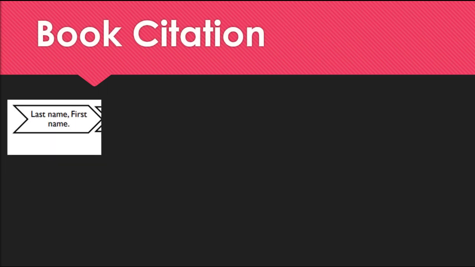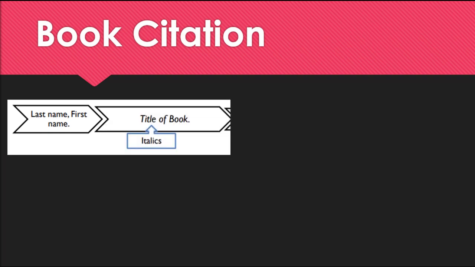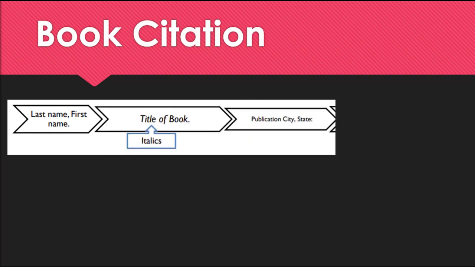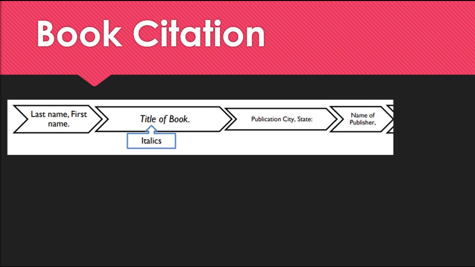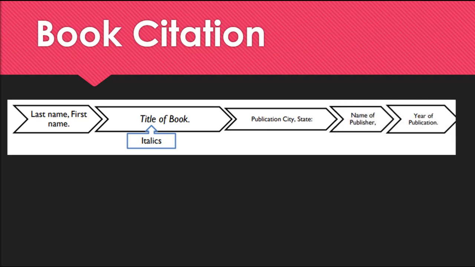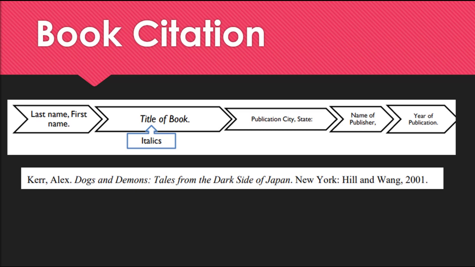Here's what to include for books. The author's last name, comma, first name, followed by a period. The title of the book in italics, followed by a period. The publisher location, colon, the name of the publisher, comma, the publication year, period. There are no page numbers needed in the bibliography section for books.